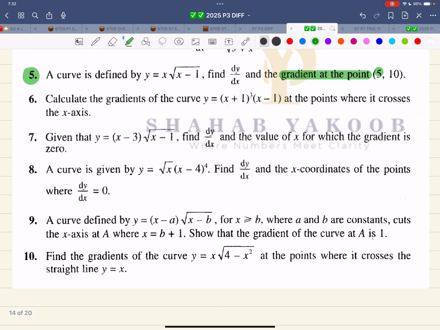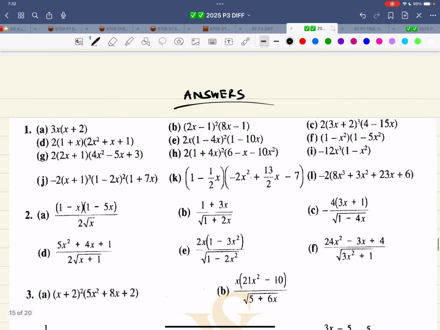At the points where it crosses the x-axis, therefore, what should you write? Y is equals to 0. You will find the values of x. So therefore, x is -1, x is +1, and then find dy by dx, and then do the plugging in. So I think these are pretty basic questions. Okay, let's move on. The answers are over here.